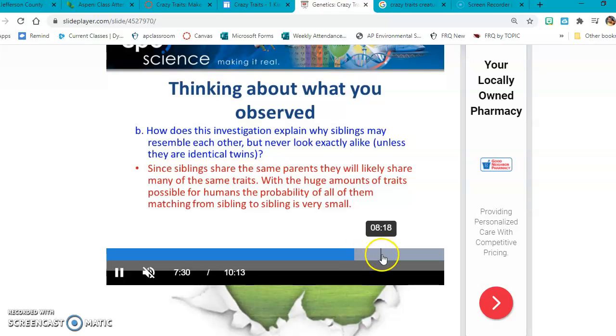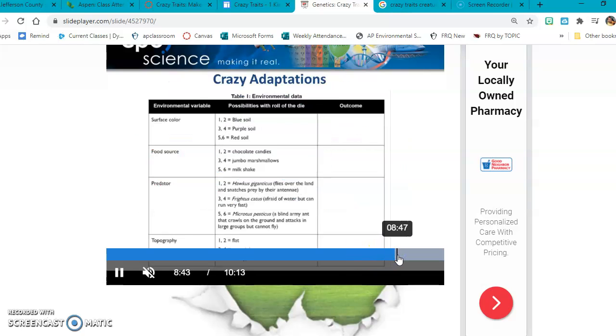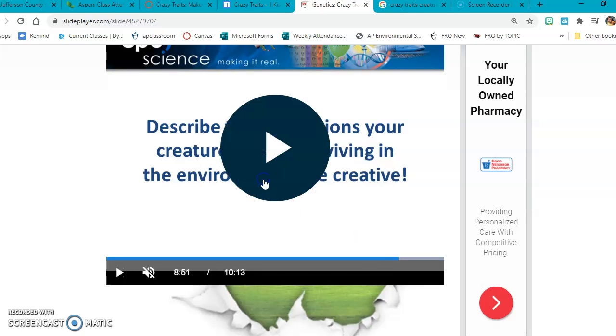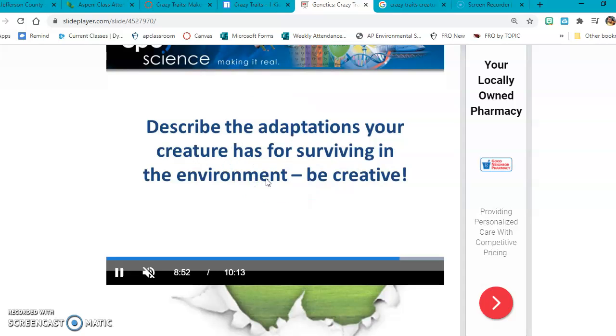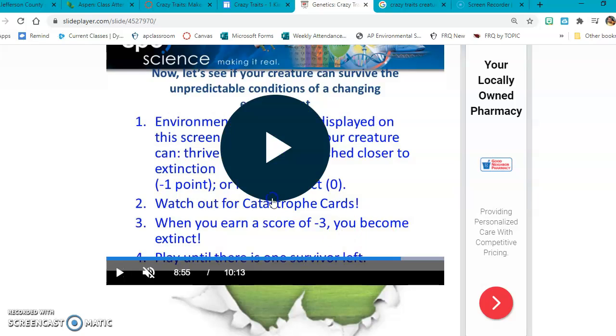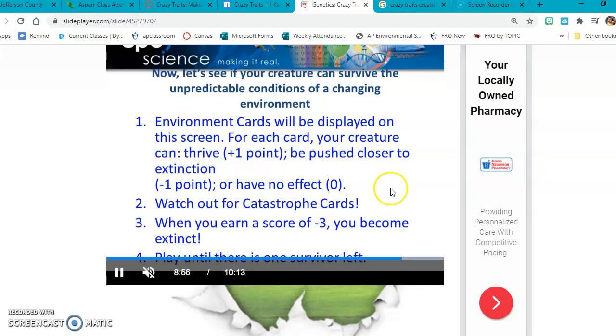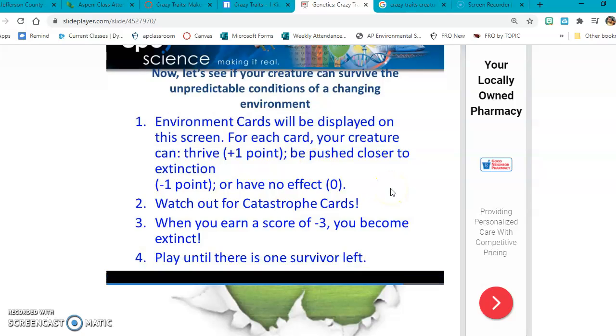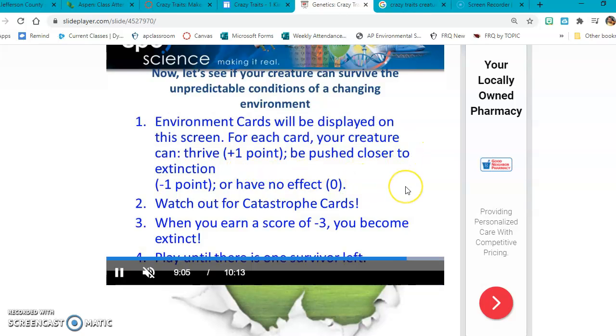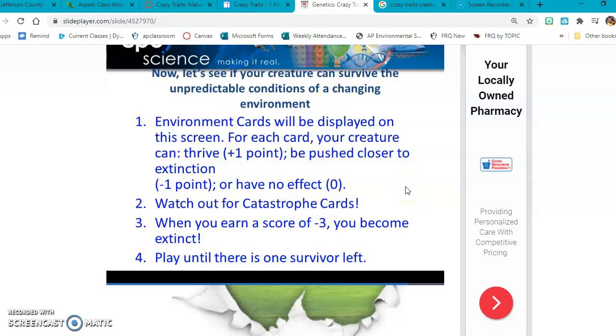As we go through, you guys are now here for the adaptation section. That was a little recap of what you should have done on your own. Now let's look at the adaptation. We're going to describe the adaptations for surviving the environment. On a sheet of paper, make a 0 in the middle, put 1, 2, 3 above it, and then put -1, -2, -3 below it. Environmental cards will be displayed, and you have 0 in the middle, then +1, 2, 3, and then -1, 2, 3. When you reach -3, you've become extinct, and your organism is out of that population.